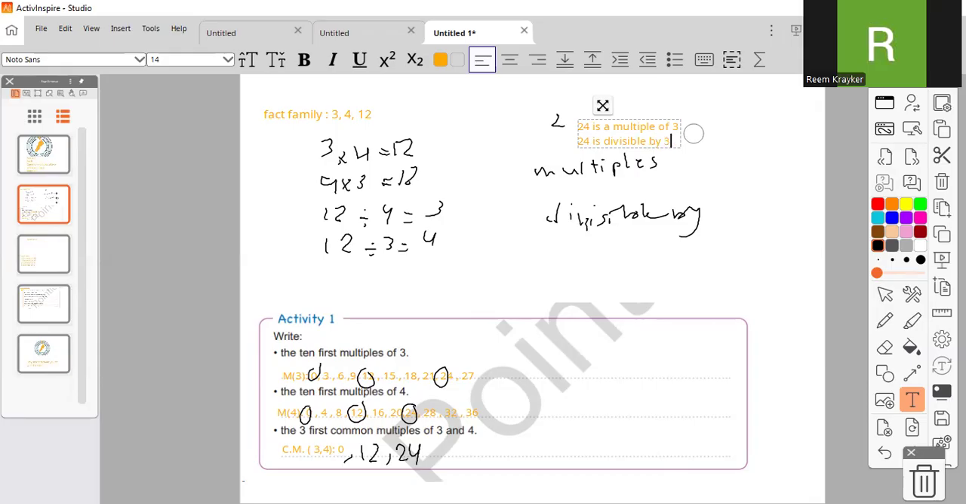Why can I say here that 24 is divisible by 3? Because we took the lesson of divisibility. 4 plus 2 equals 6. Here we have to add the sum. 2 plus 4 equals 6. So 24 is divisible by 3.